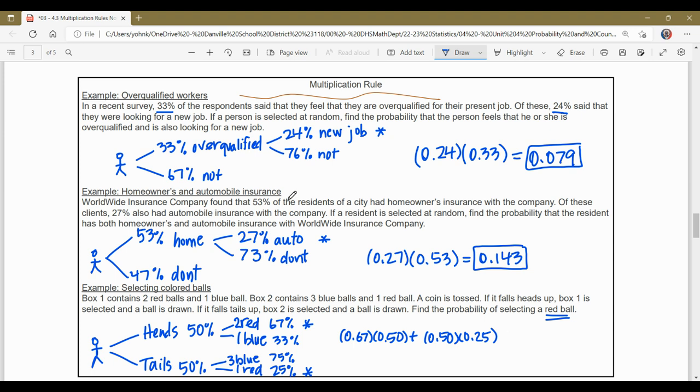So you can have a whole bunch of different paths as long as you find your percentages that go with it, and then you're going to add them all up. So this first one, 0.50 and 0.67, gives you 0.335. Your second product is 0.125. So add them together, 0.460.